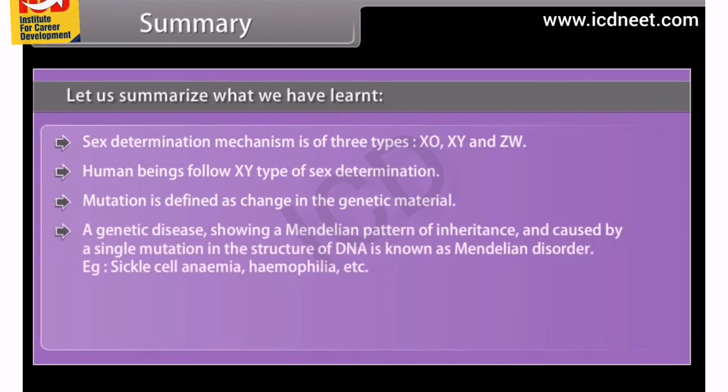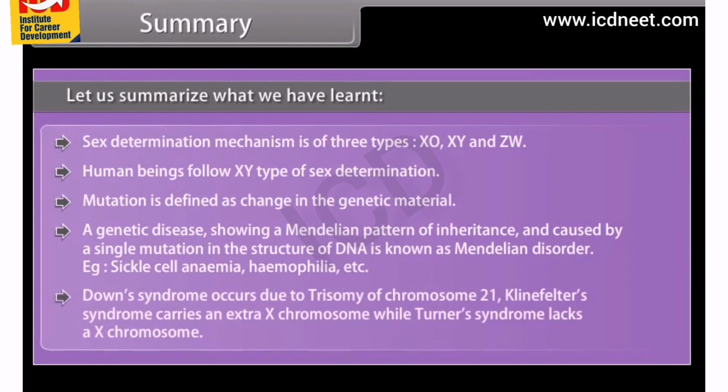A genetic disease showing a Mendelian pattern of inheritance and caused by a single mutation in the structure of DNA is known as Mendelian disorder. Example: sickle cell anemia, hemophilia, etc. Down syndrome occurs due to trisomy of chromosome 21. Klinefelter's syndrome carries an extra X chromosome, while Turner's syndrome lacks an X chromosome.